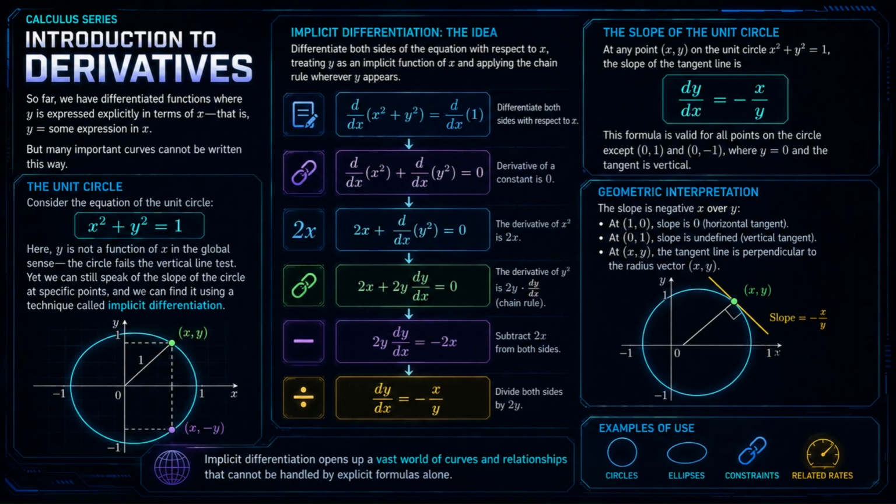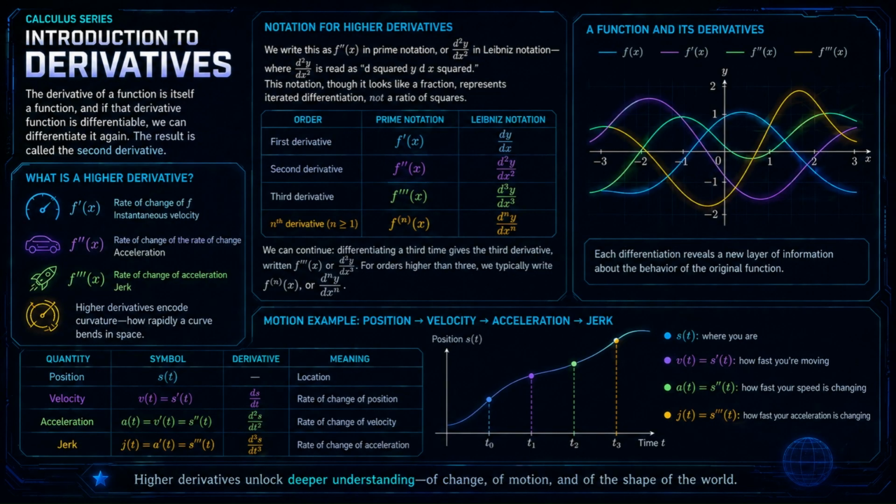Solving for dy over dx, we subtract 2x from both sides and divide by 2y, giving dy over dx equals negative x over y. This tells us the slope of the unit circle at any point x, y on the circle. Implicit differentiation opens up a vast world of curves and relationships that cannot be handled by explicit formulas alone.